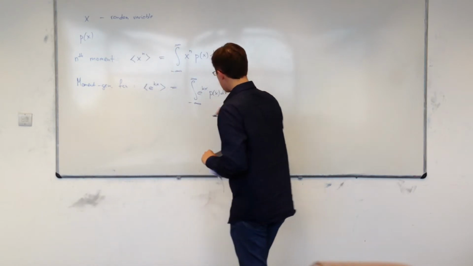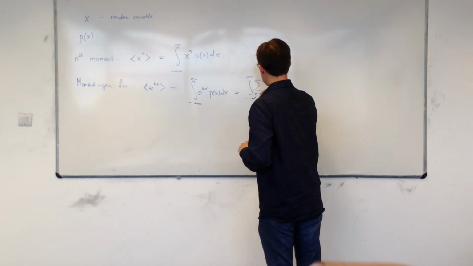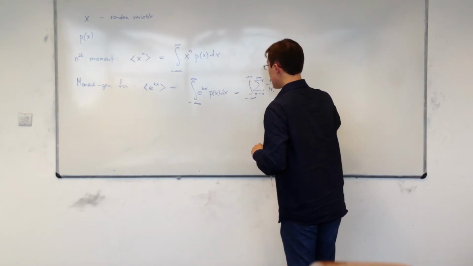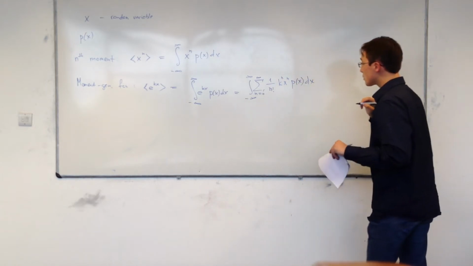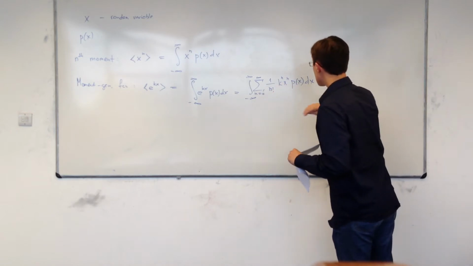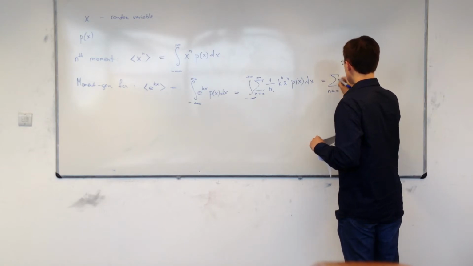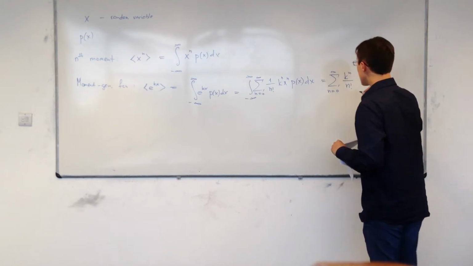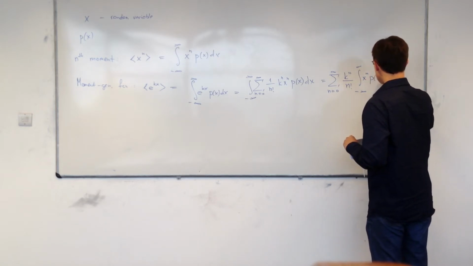Now I will expand the exponential in the Taylor series. It will be the integral from minus infinity to infinity, a sum from n equals 0 to infinity, 1 over n factorial, then k to the nth, x to the nth, then p of x dx. So what we can now do is take the sum and a few other things out of the integral. So we will have a sum from n equals 0 to infinity, k to the n over n factorial, and then an integral from minus infinity to infinity, x to the n p of x dx.